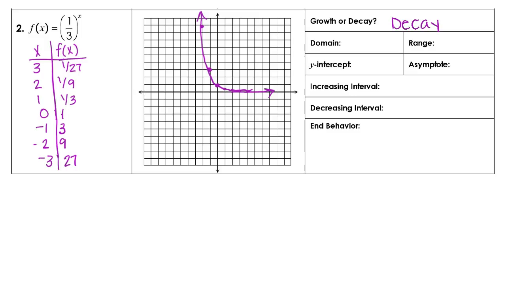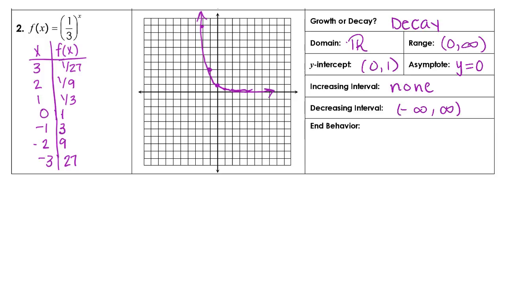Our domain for this, again, we didn't have any restrictions on the x values we chose. Our range is still going to be super close to the x-axis all the way to positive infinity. Our y-intercept is still at 0, 1. Our asymptote is still the x-axis, which is y equals 0. Now this time, notice we have no intervals of increasing, but since this is a decay, we are decreasing from negative infinity to positive infinity.